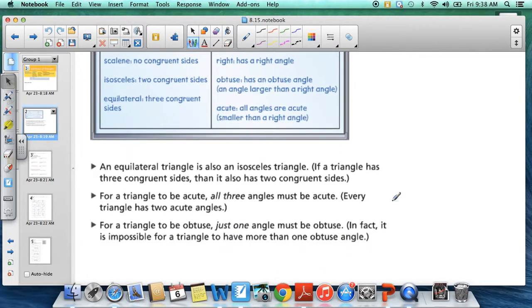Let's see. An equilateral triangle is also an isosceles triangle. If a triangle has three congruent sides, then it also has two congruent sides. For a triangle to be acute, all three angles must be acute. So every triangle has two acute angles. Acute means less than 90 degrees. And for a triangle to be obtuse, just one angle must be obtuse. So that means one of the angles has to be larger than 90 degrees.